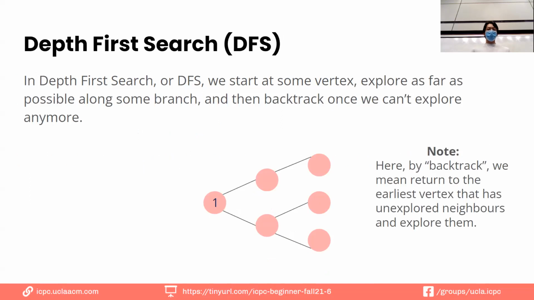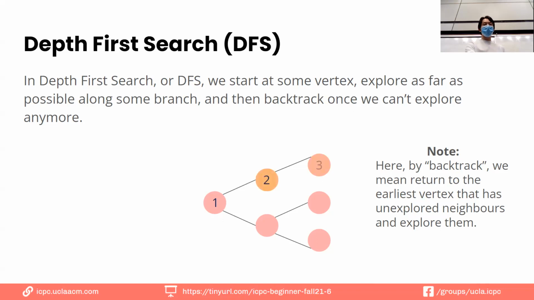So for depth first search, we're going to do something slightly different, where we start at some vertex, explore as far as possible along that vertex, so along that branch, and then backtrack and go to a vertex that we haven't visited yet, if we run out of vertices. If I backtrack, we mean return to the earliest vertex that has unexplored neighbors, and explore those neighbors.